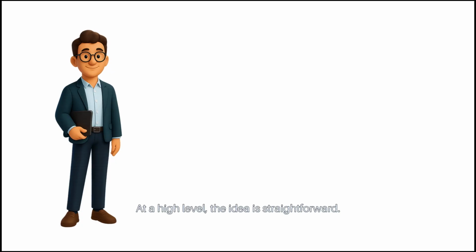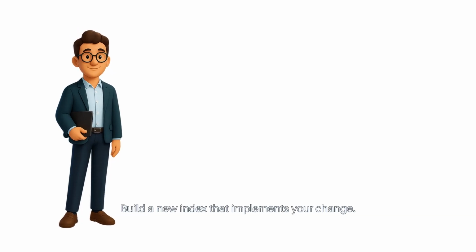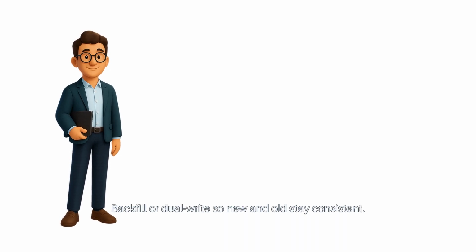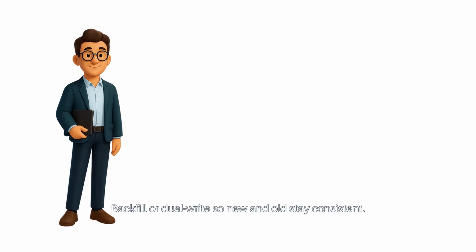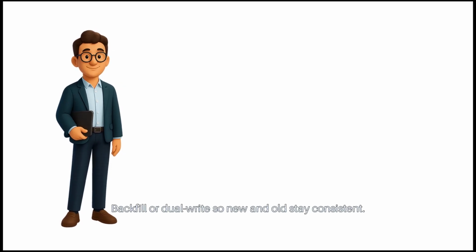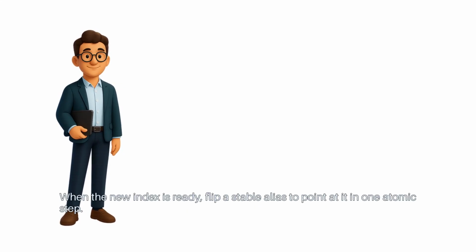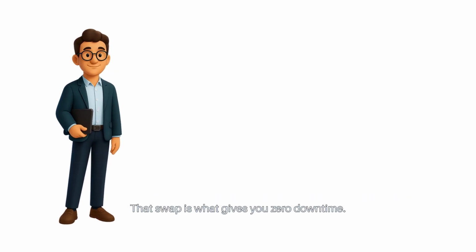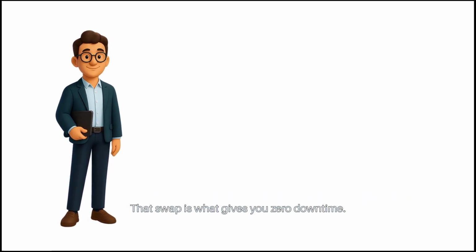At a high level, the idea is straightforward. Build a new index that implements your change. Backfill or dual write so new and old stay consistent. When the new index is ready, flip a stable alias to point at it in one atomic step. That swap is what gives you zero downtime.